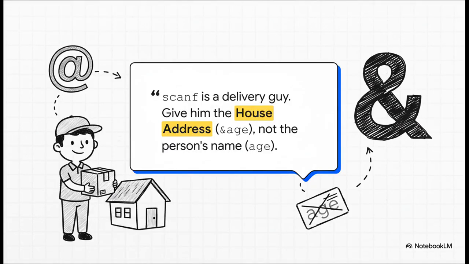All right, now for the door in, scanf. This is how we get input from the user. And listen up, because this function is way more dangerous than printf. The number one mistake C beginners make is forgetting that little ampersand, the & symbol. And this delivery guy analogy explains why it's so vital. Scanf is a delivery guy. If you just tell him, deliver this package to age, he's going to be lost. What's age? But if you give him the house address of age, which is what &age means, he knows exactly where to drop off the package.